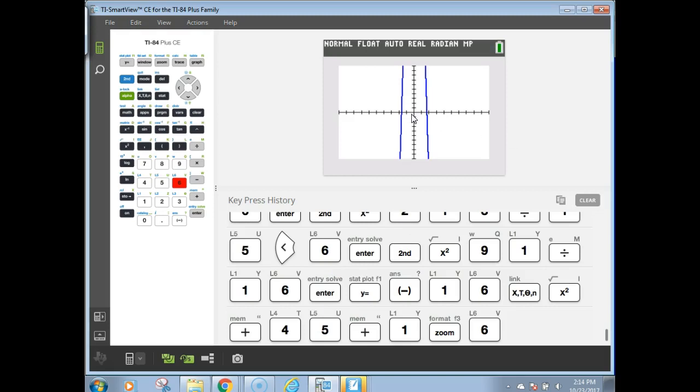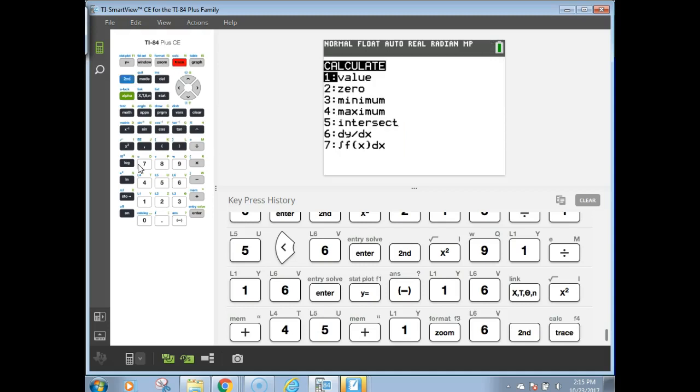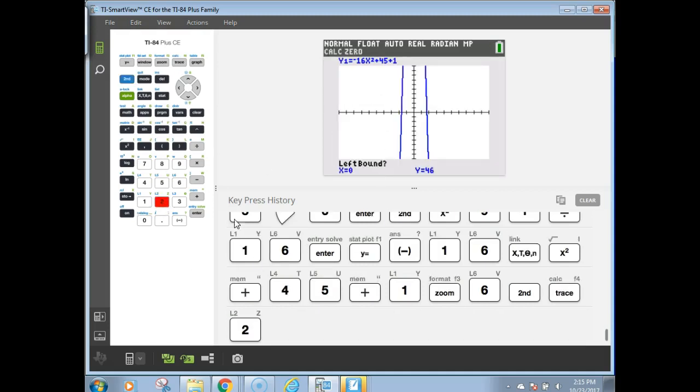Okay, you see what I'm talking about now, about which zero I want? This one makes no sense. X is time, so this one makes sense. It looks like it's between 1 and 2 seconds. I'm going to have it calculate for me. The zero, choice 2. I'm going to hit 0 for a left bound, and 3 for a right bound.